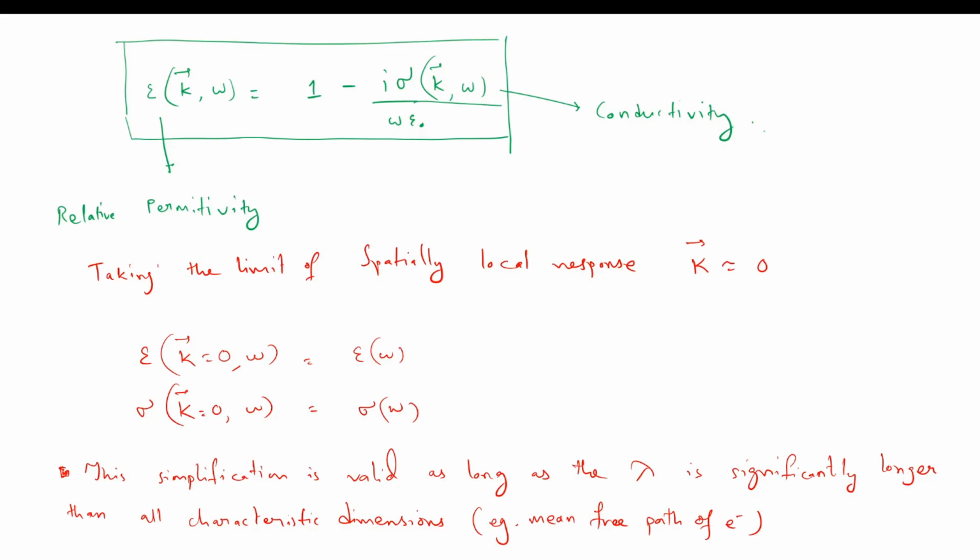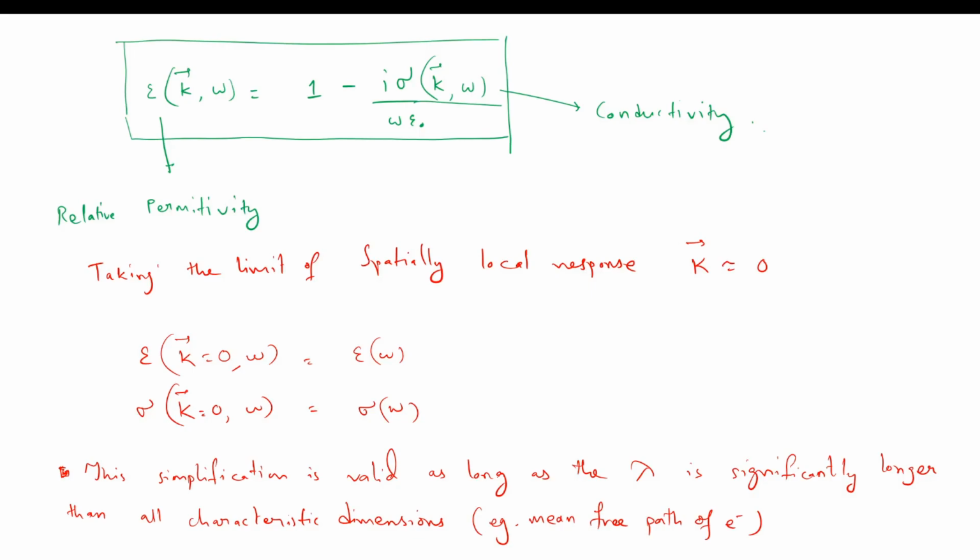And then we took the limit of spatially local response. That means the response of the material at a particular position is due to the electric field at that particular position only, and not due to the electric field at some other location. This limit of spatially local response is valid up to the ultraviolet frequencies.